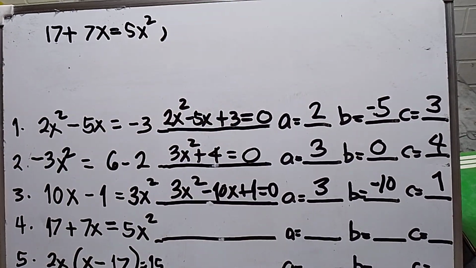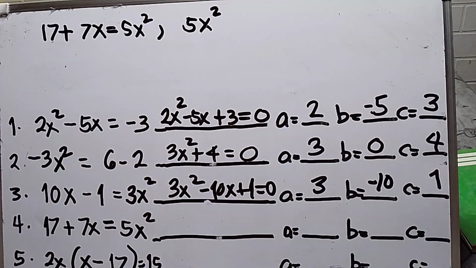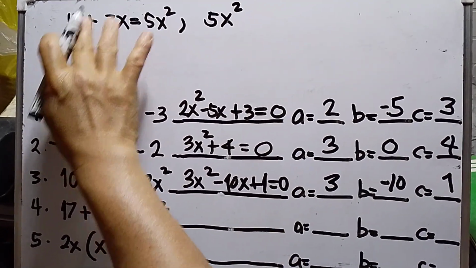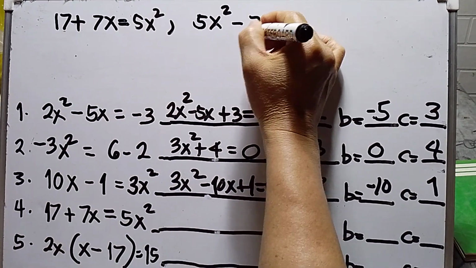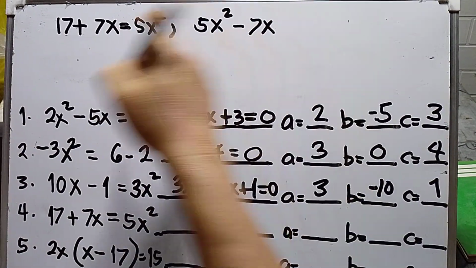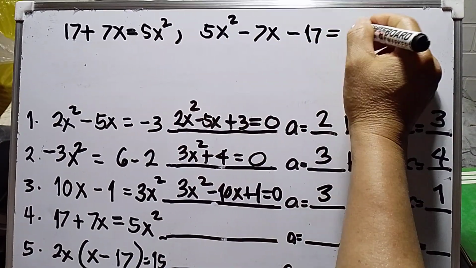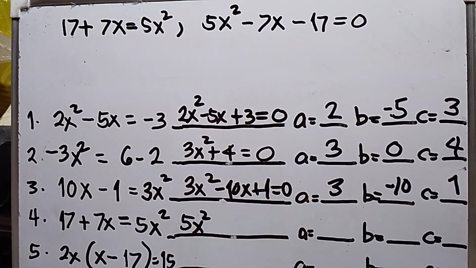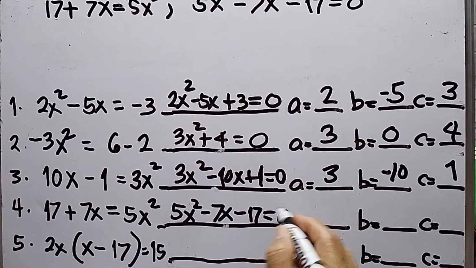So to write this in the standard form of quadratic equation, this will be 5x squared. This 17 plus 7x will transpose to the right side. Since this is positive, it will change to negative 7x. This is positive, so change the sign because I need to transpose 17 to the right. So this will be minus 17 and then equate to 0. So I have here 5x squared minus 7x minus 17 is equal to 0.